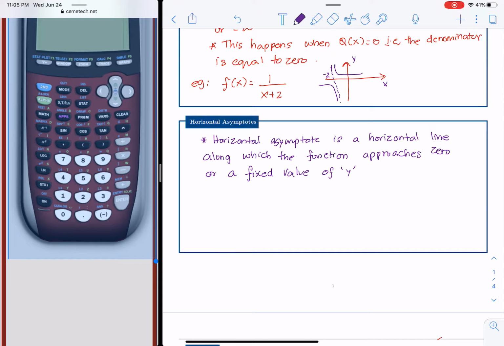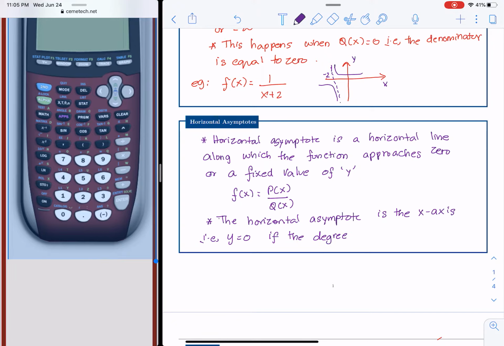And if f of x is equal to p of x divided by q of x, a polynomial divided by another polynomial, the horizontal asymptote is the x-axis, i.e. the line y equals 0 if the degree of the numerator is greater than the degree of the denominator.